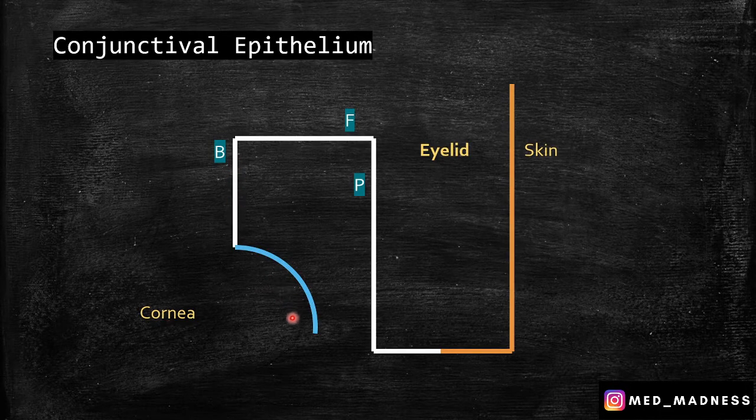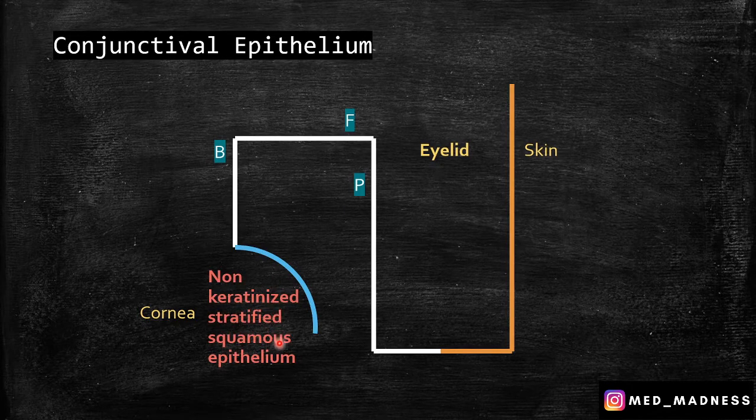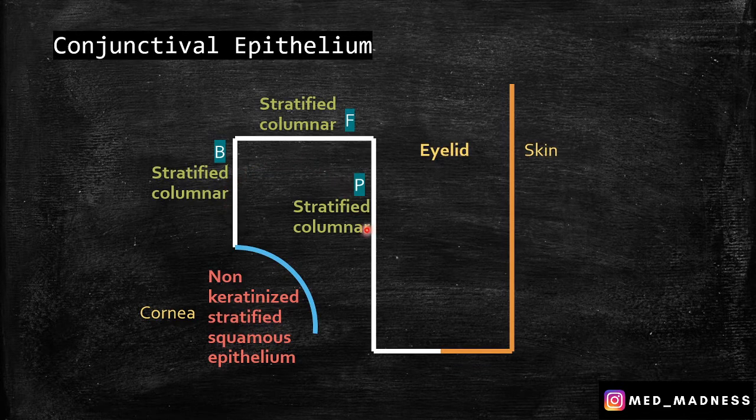So what is the epithelium type of the cornea? Recall from the previous video we talked about non-keratinized stratified squamous epithelium. Non-keratinized because they are living cells and it doesn't contain keratin. Stratified, many layers. Squamous means flat cells. And the bulbar, fornicial and the palpebral conjunctiva has stratified columnar cells. Note the transition here. So the stratified columnar epithelium of the conjunctiva continues as the non-keratinized stratified squamous epithelium of the cornea. And also at the eyelid margin, this stratified columnar epithelium changes over to the epidermis of the skin.